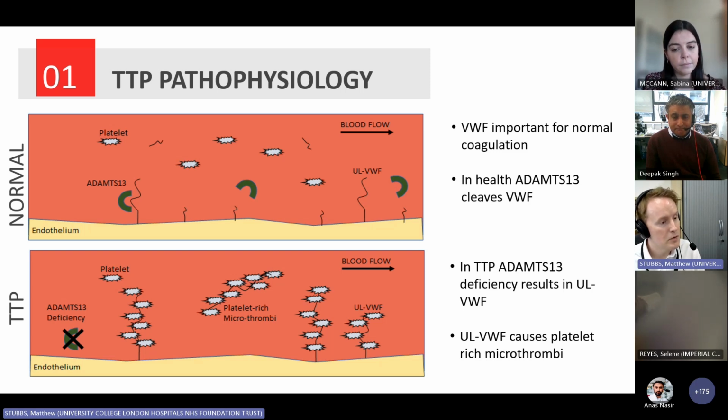So von Willebrand factor is crucial for normal blood clotting, but equally we don't want von Willebrand levels to be too high, and it's the role of ADAMTS13 to cleave von Willebrand factor to prevent the buildup of ultra-large VWF. What happens in TTP, both immune and congenital, is there's a deficiency in ADAMTS13, either driven by an autoimmune process in immune TTP or a genetic variant in congenital TTP. This leads to a buildup of ultra-large VWF multimers, which are highly prothrombotic, and this leads to the accumulation of platelet-rich microthrombi, which cause the resulting multi-organ involvement that we see in TTP.